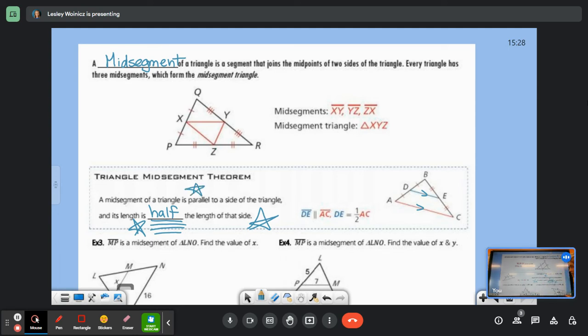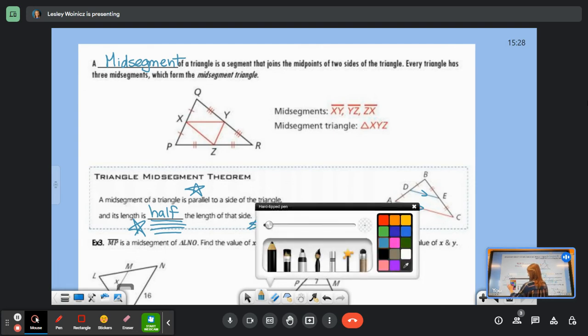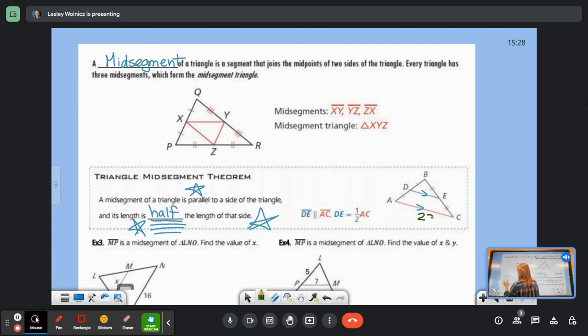All right, so like let's say that if we knew that this guy was 22 units long, then this one would have to be 11. Okay, it's got to be half. That's going to help us a lot.